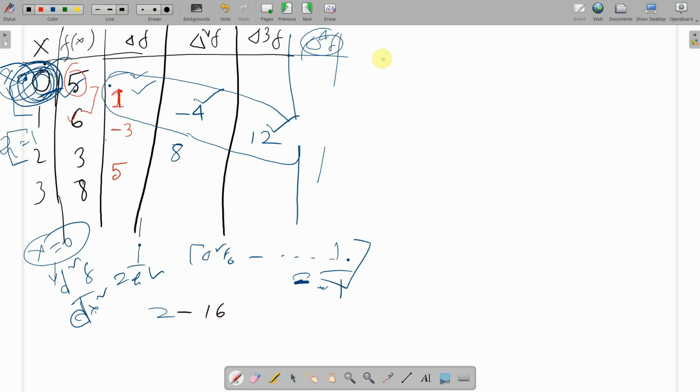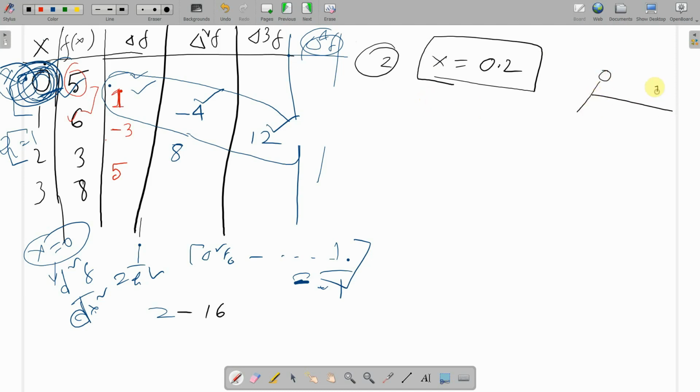Now let's solve the second problem. The second problem is all about finding the derivatives df/dx and d2f/dx2 at the point x equals 0.2. Here the x value they are asking about in the question is not included in the data. So what I'll do is take the nearest point.